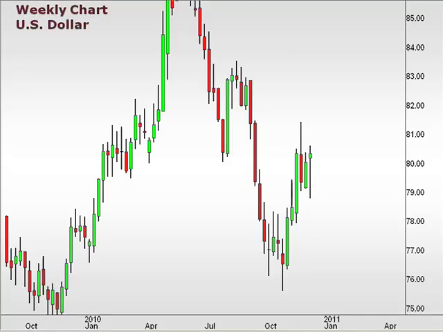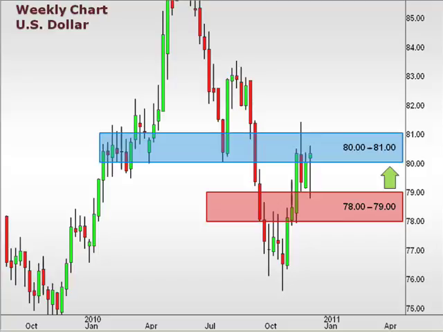Let's start off with a look at a weekly chart of the US dollar index. This is a great way to gain perspective as to how the US dollar has been trading against a basket of currencies. Well, the US dollar index tested the 79 level for support but finished the week strong with a close above 80. Now, the 80-81 focal zone still remains an important overhead resistance.